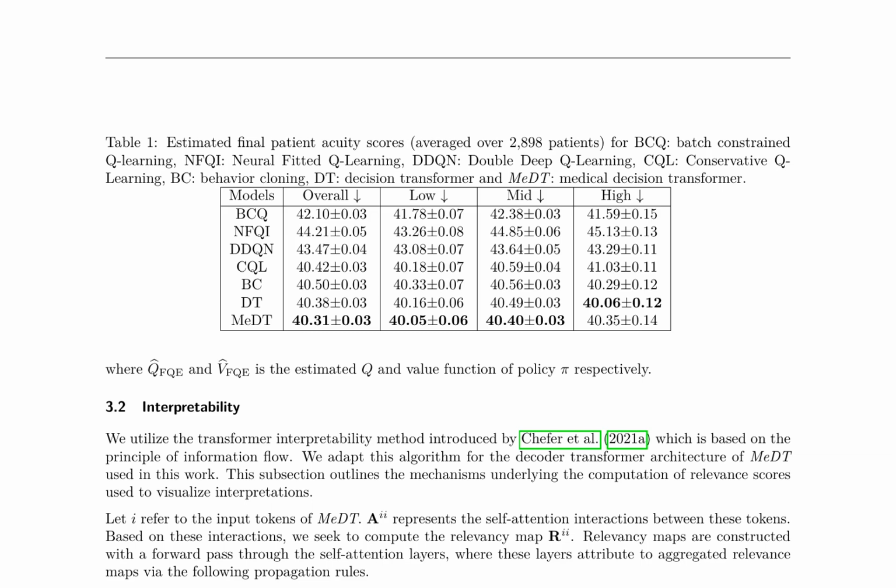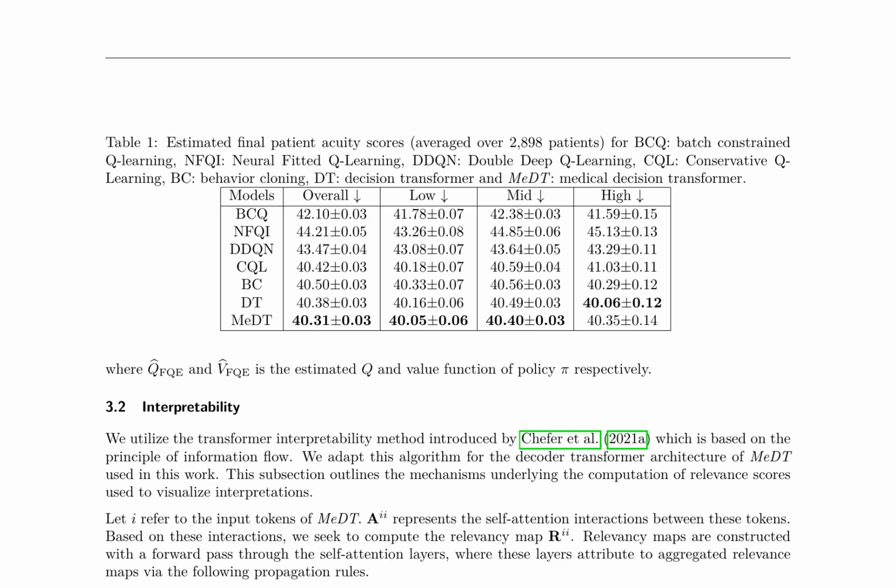This approach computes relevance scores to visualize the importance assigned to input tokens. The method involves propagating relevance maps through the self-attention layers of the decoder transformer architecture, using attention matrices and gradients to update the relevance scores. Aggregated attention scores are calculated, and the resulting relevancy scores can be visualized as a heat map.